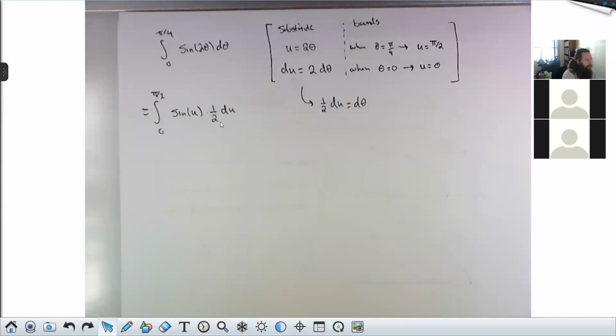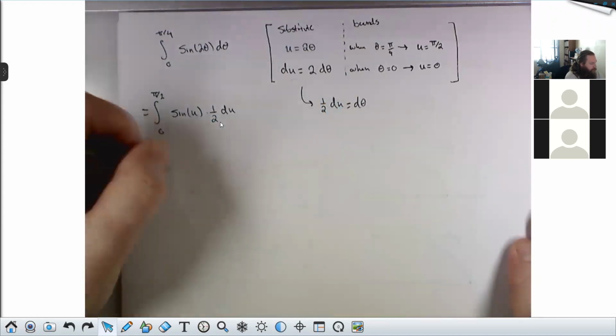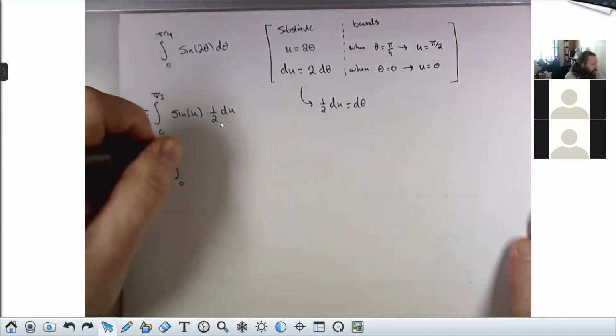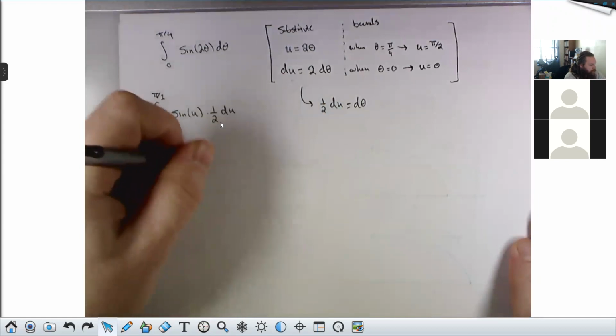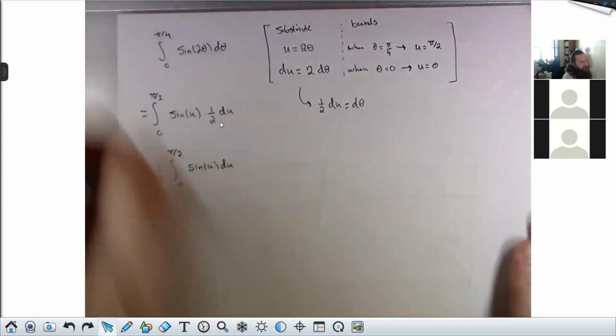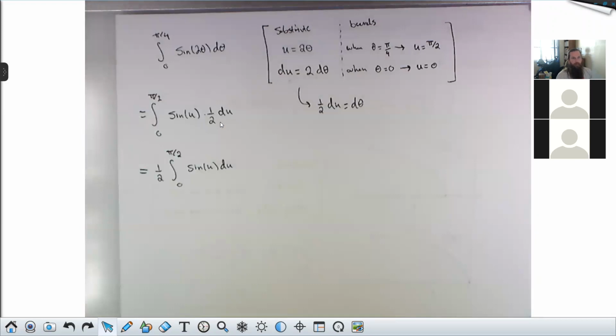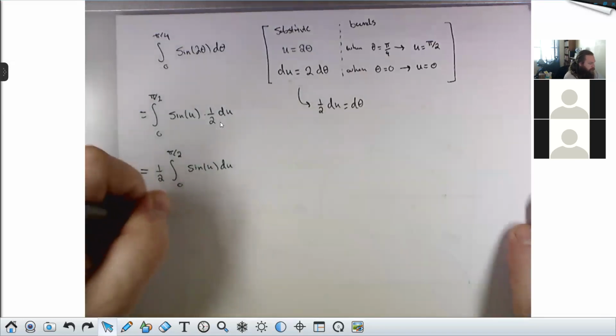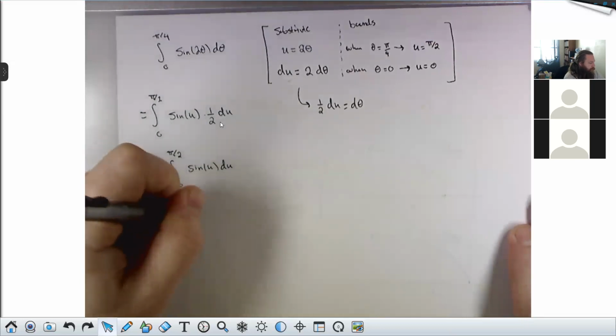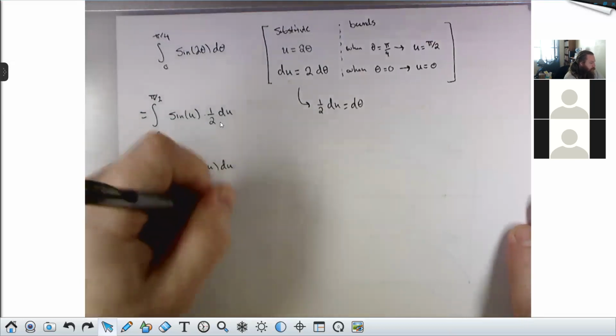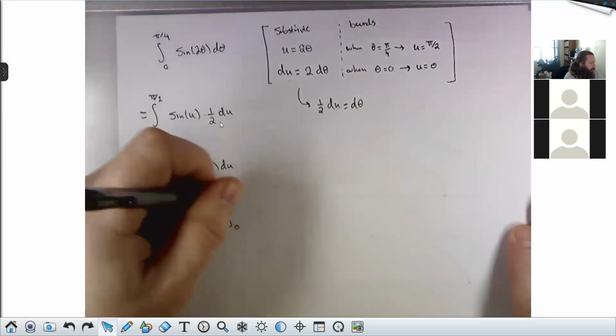So if I pop this 1/2 out, and I can do that because it's a constant multiple, I'm left with an integral that now I know how to do. And this is the magic of substitution. The little change of variables can take an integral from very, very hard to very, very easy. An antiderivative for sine of u is negative cosine of u. So that's what I need to evaluate from 0 to pi over 2.